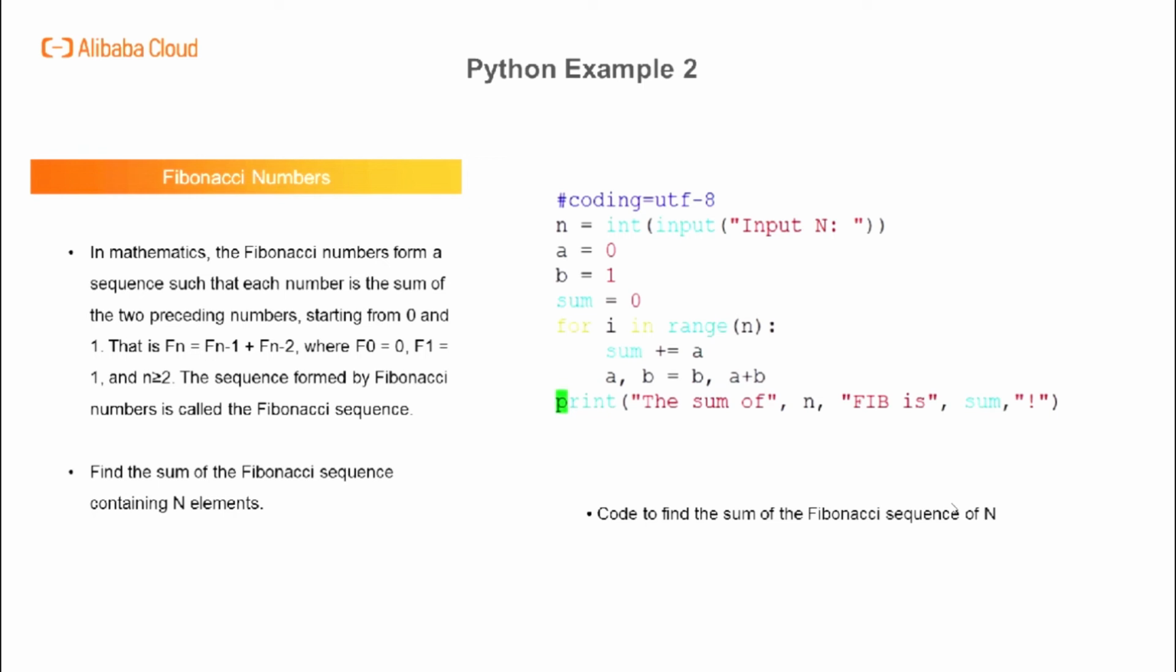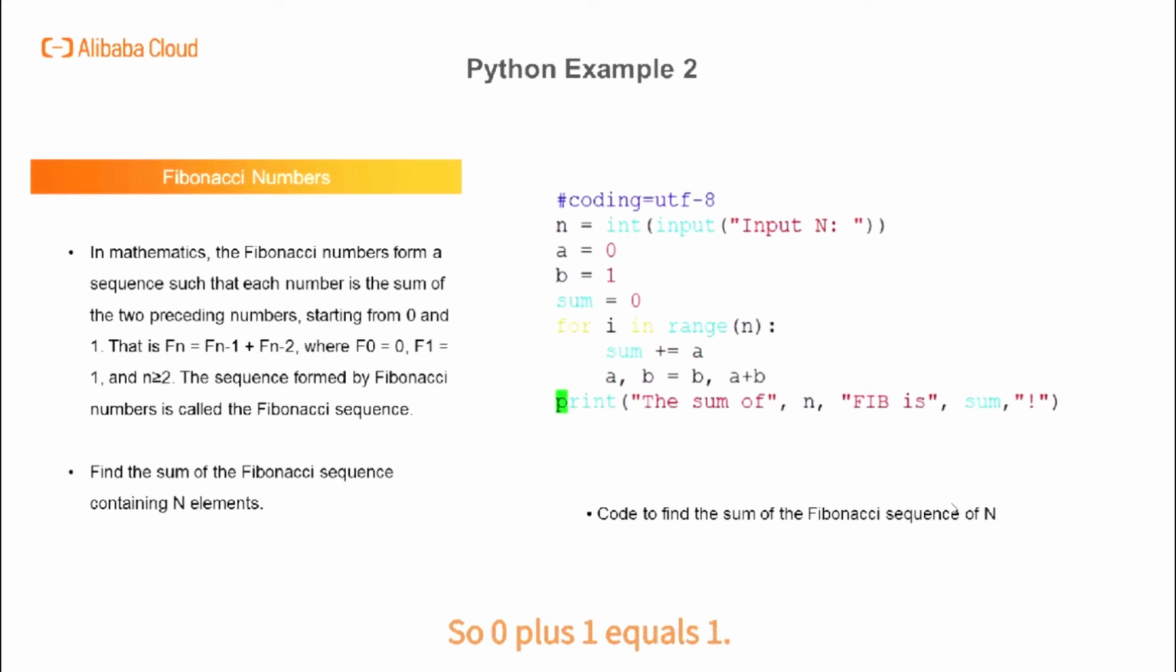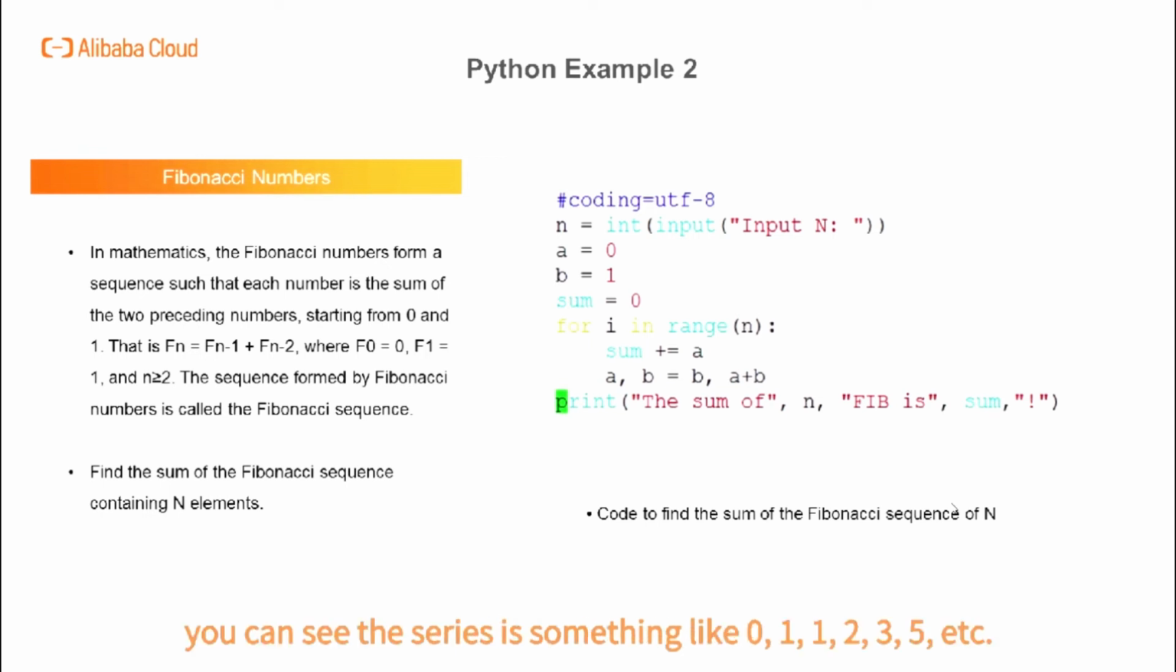numbers before it. For example, the number on index 2 is the sum of the first two numbers. That is the number of index 0 and that of index 1. So 0 plus 1 equals 1. Then the number of index 3 equals the sum of 1 and 1. That's 2. Repeating this, you can see the series is something like 0, 1, 1, 2, 3, 5, etc.